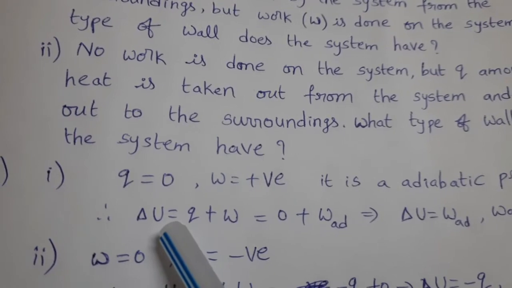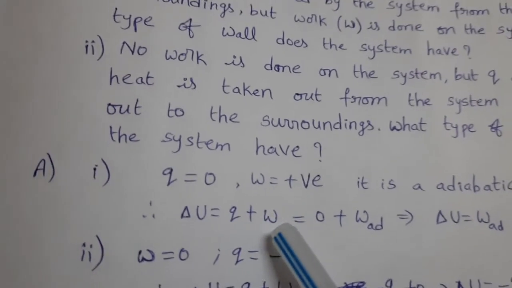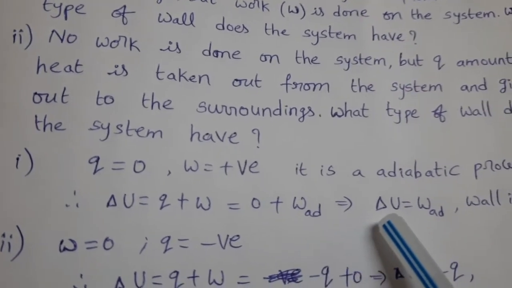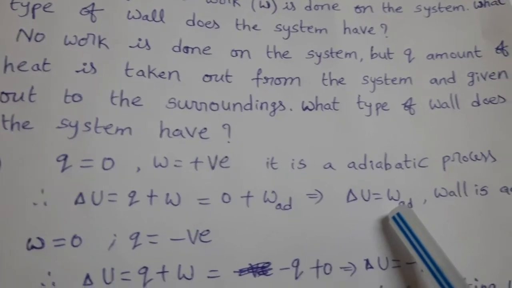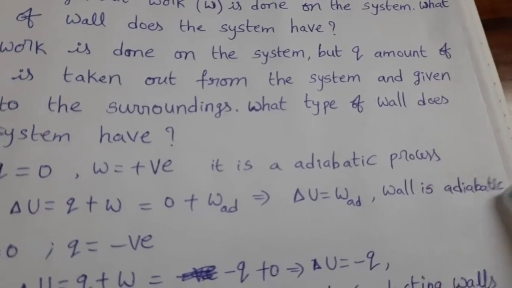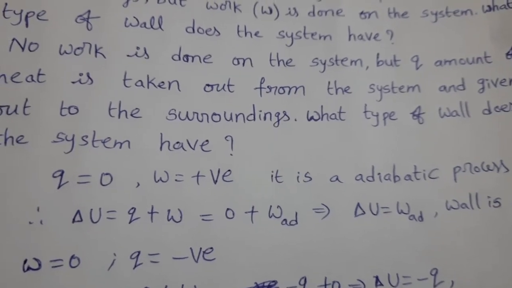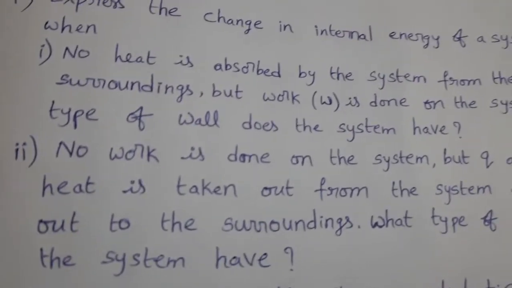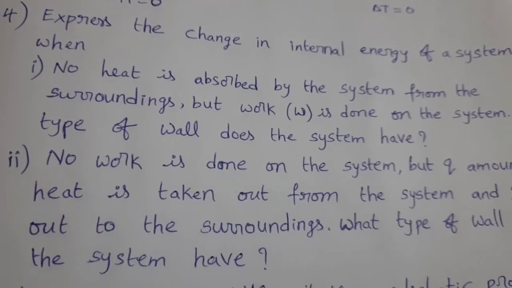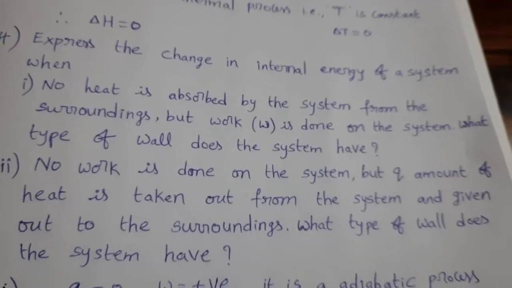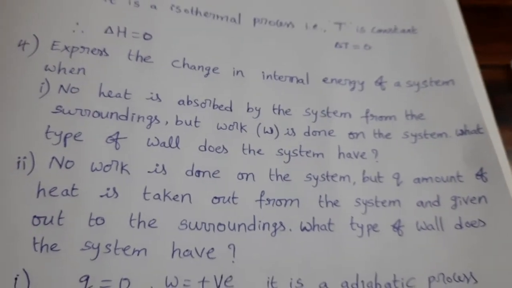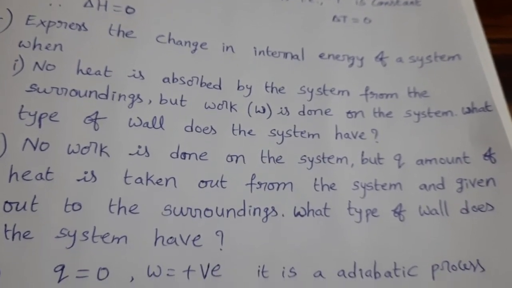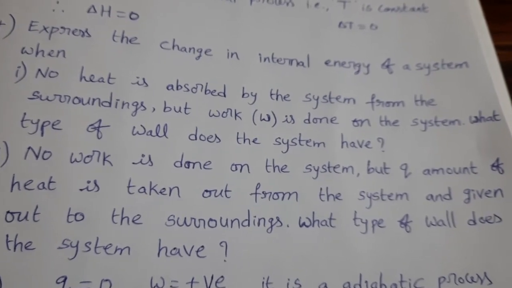So first law of thermodynamics, delta U equal to Q plus W. Substitute that one, 0 plus W adiabatic. Here this is adiabatic work. That equal to delta U equal to W adiabatic work. That means wall is adiabatic wall. This system containing adiabatic wall, no heat transfer takes place. Next, second question. No work is done on the system, but Q amount of heat is taken out from the system and given out to the surroundings. What type of wall does the system have?